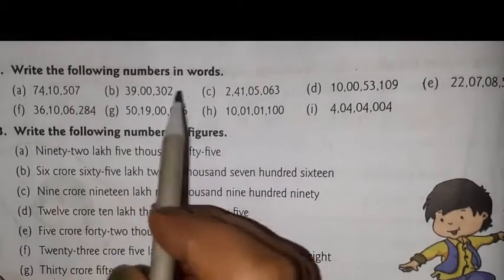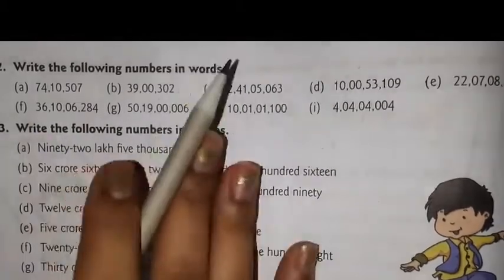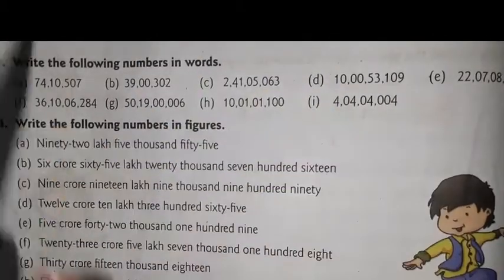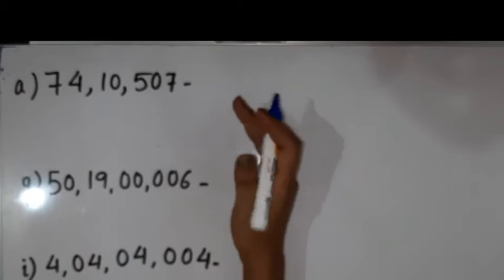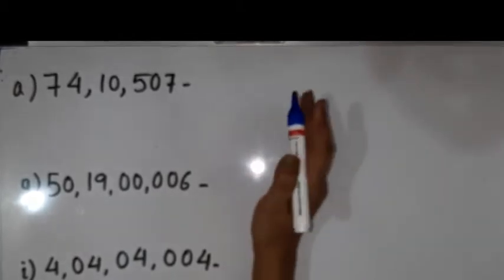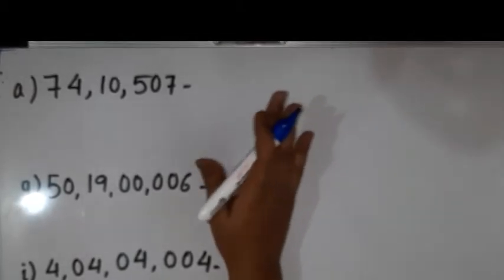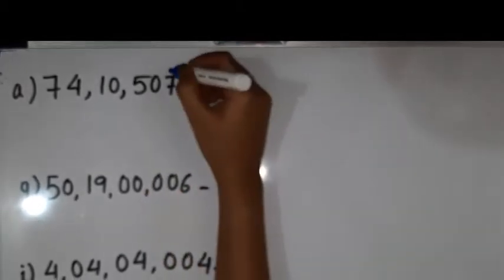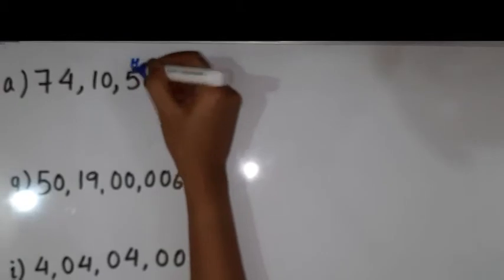Next is write the following numbers in words. So we have to write number names. I will be doing some selective questions which include the idea of all the questions. I have taken 3 selective questions, A, G and I. So let us begin. When we write the number names, the first thing is we should have a clear picture of the place value of all the digits in the number. So this is ones, tens, hundreds, then 1000, 10,000, lakh and 10 lakh.